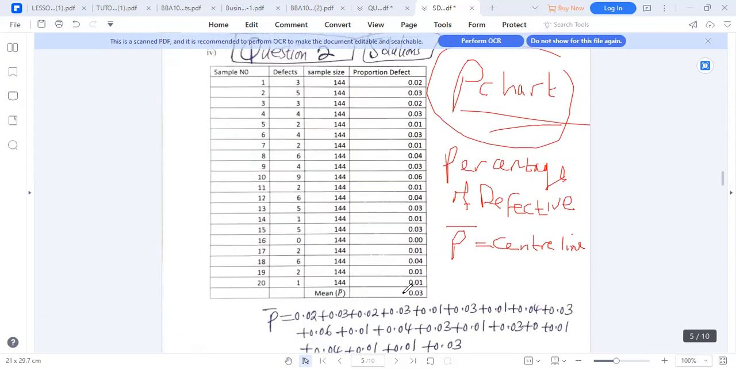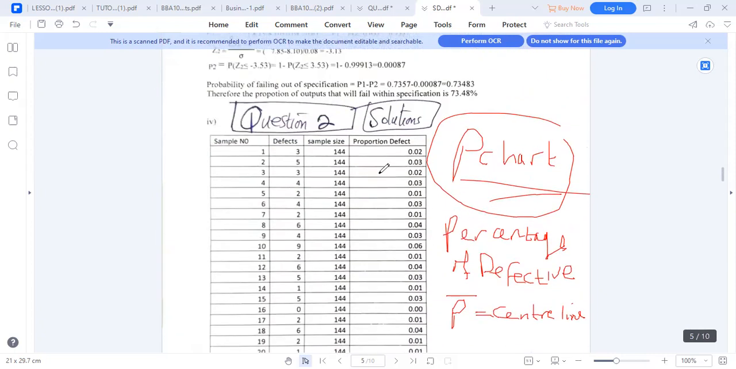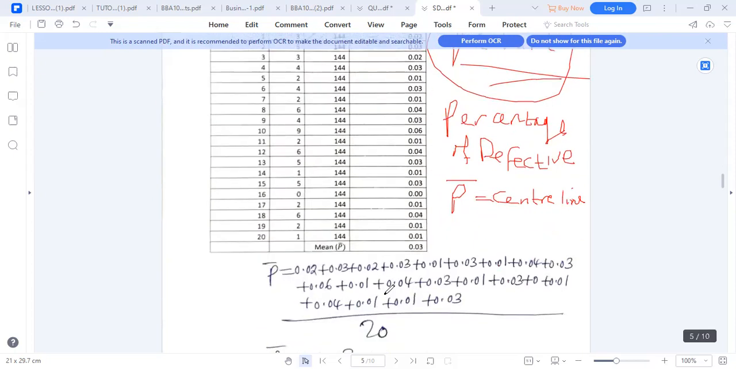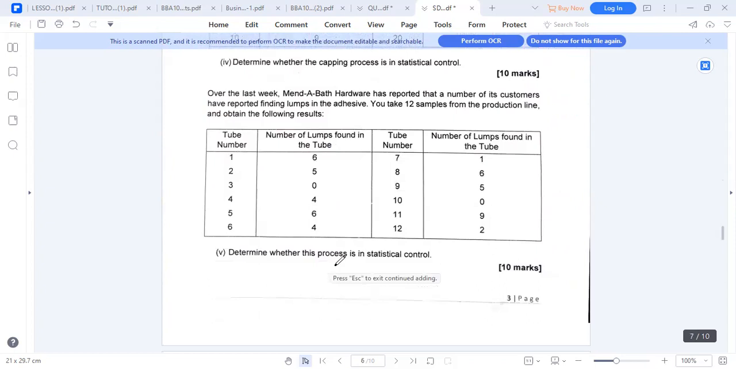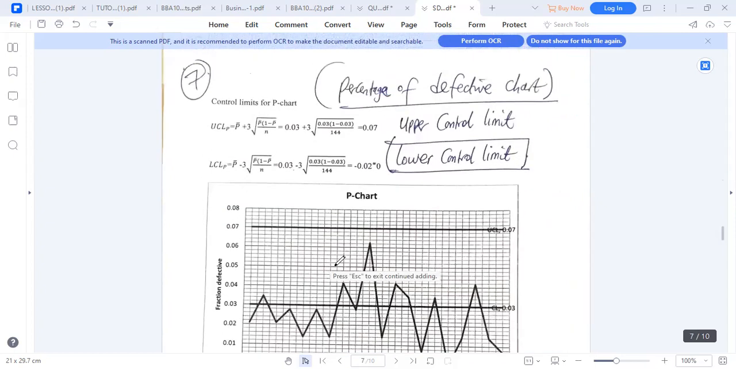Then we find it using the average, meaning that the defect was 3 divided by 144, which gives us the amount indicated there. So 3 divided by 144 is 0.03. This one divided by that to get there. And then finally, the proportional defective, which is 0.03. Then getting down to finding the lower control limit.